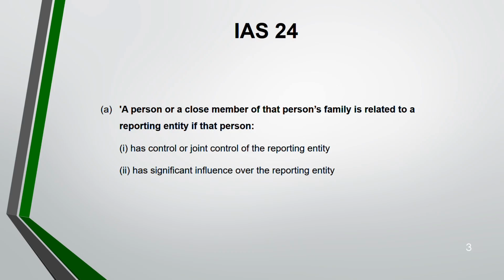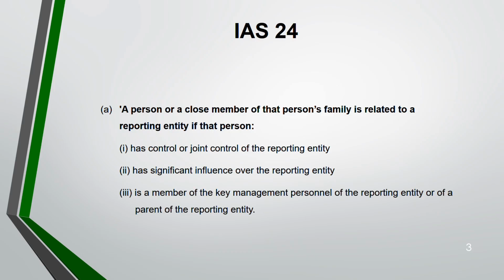Next, having significant influence over the reporting entity. Significant influence means they are an associate, more than 20% and less than 50%. Or the person is a member of the key management personnel of the reporting entity or of its parent. For example, the CEO, the CFO, the finance director, people at the top level, not low-level or middle-level managers. Someone who can influence decision making, someone sitting on the board. Then they are related to the reporting entity.